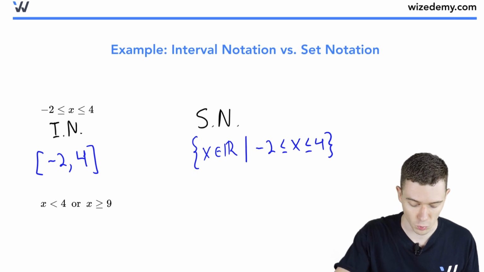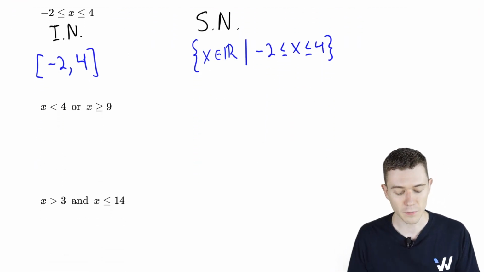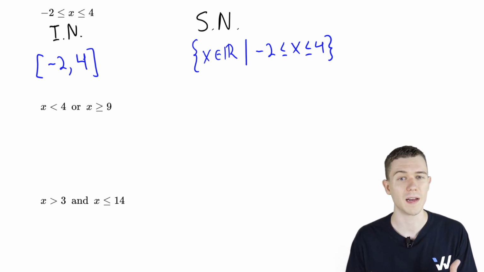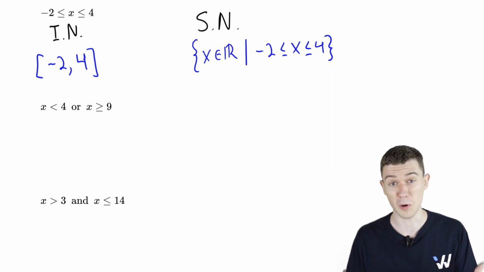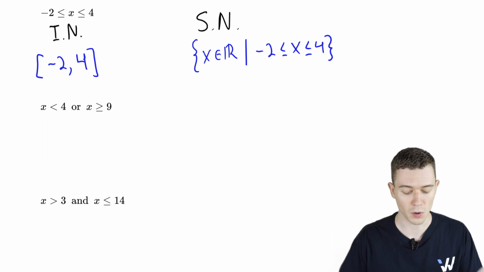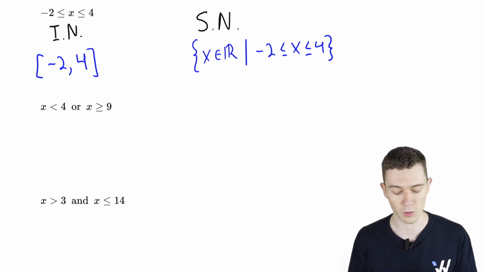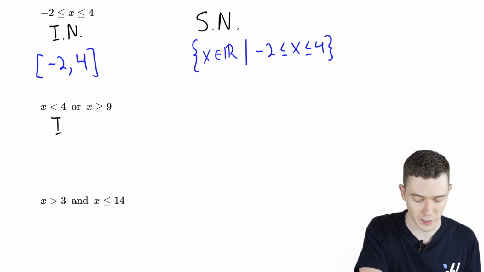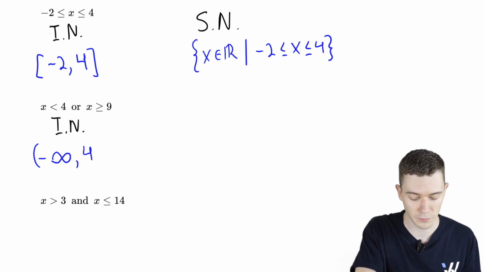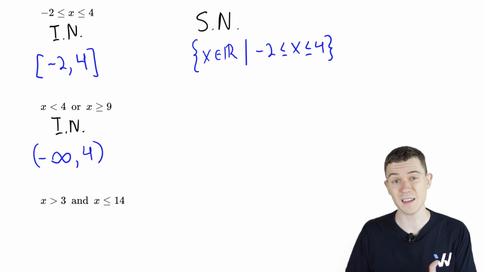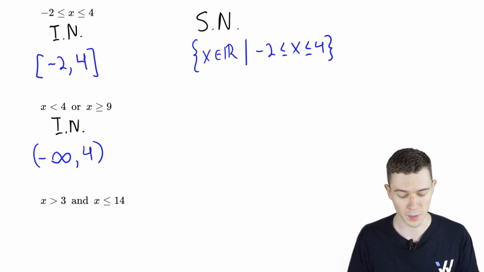Let's take a look at this second one. x less than 4 or x greater than or equal to 9. Now we have to be very careful in math when comparing and or. Or means both. I need all the numbers less than 4, also all the numbers greater than or equal to 9. So in interval notation, all the numbers less than 4, well, we would go down to -infinity, and we always put parentheses around -infinity. We would come up to 4, and it's less than, not less than or equal to, we'll put a parenthesis.